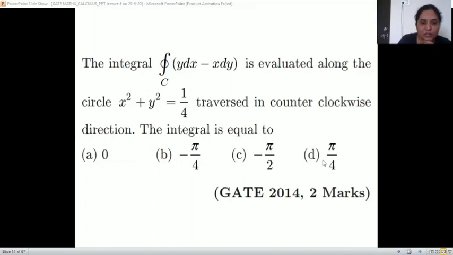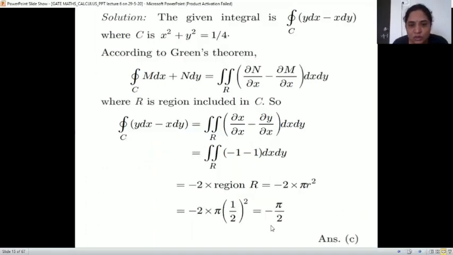Okay, we'll go to the answer. See this. This is of the form M dx plus N dy, right? So it is dou N by dou x minus dou M by dou y dx dy. So integration dou N by dou x, that is dou x by dou x, it is 1, minus dou y by dou y, that is 1. So 1 minus 1... minus 2.